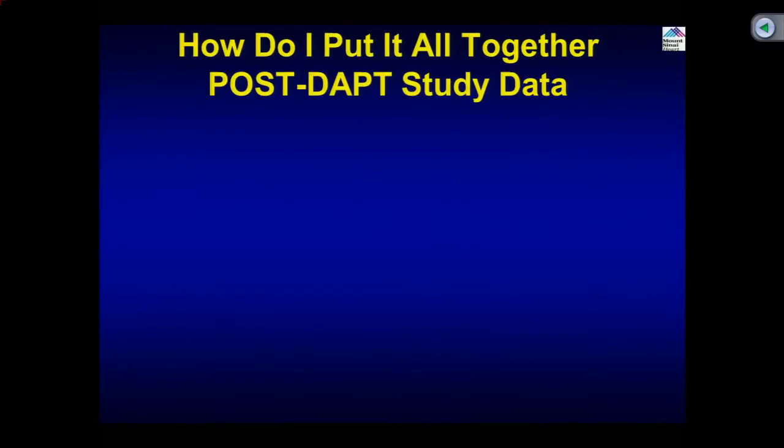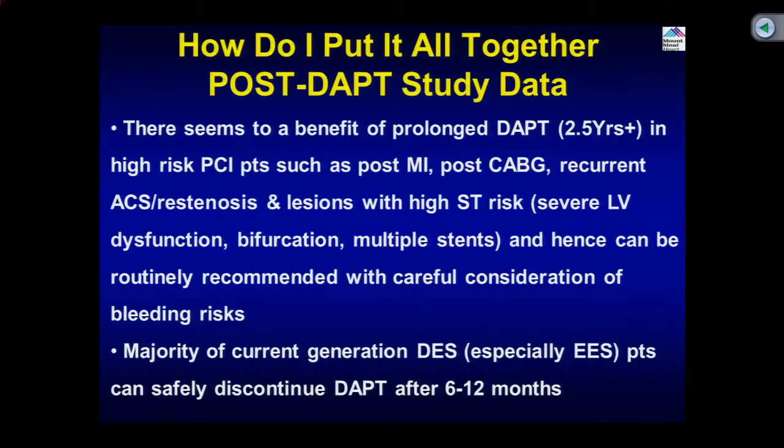So how do I put all of this post-DAPT study data together? I would say that there seems to be a benefit of prolonged DAPT, 2.5 years plus, in high-risk PCI patients such as post-MI, post-CABG, recurrent ACS, restenosis, and lesions with high stent thrombosis risk like severe LV dysfunction, bifurcation, and multiple stents, and hence it can be routinely recommended with careful consideration of bleeding risk. So you could give a prolonged DAPT or maybe lifelong DAPT in these cases, as long as you look into their bleeding risk.